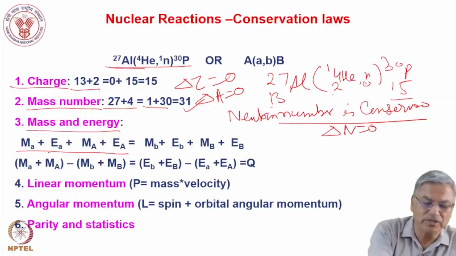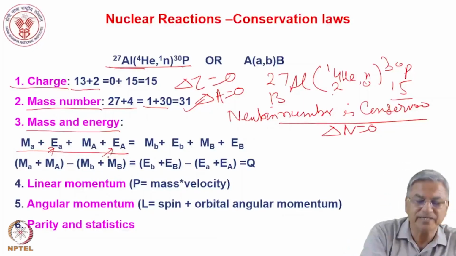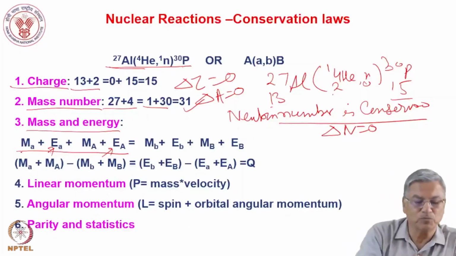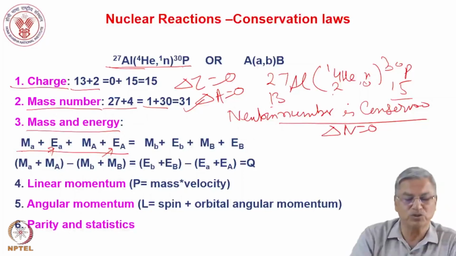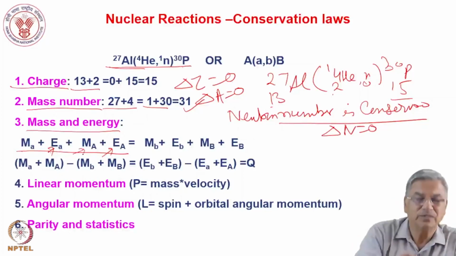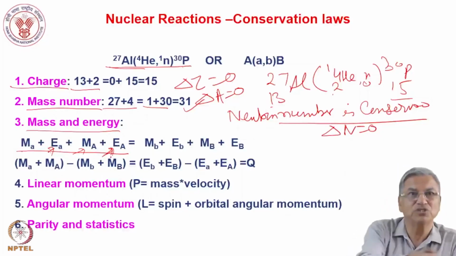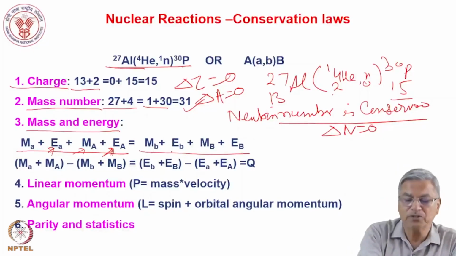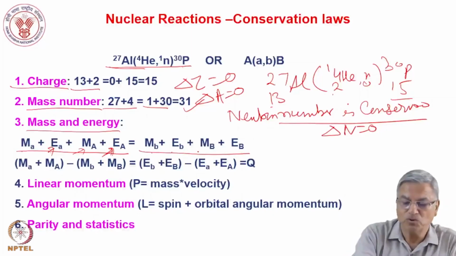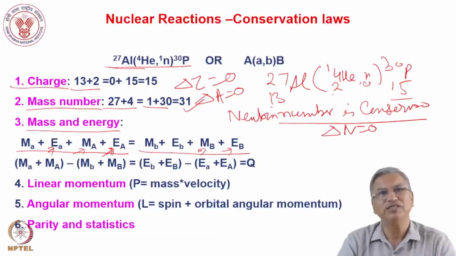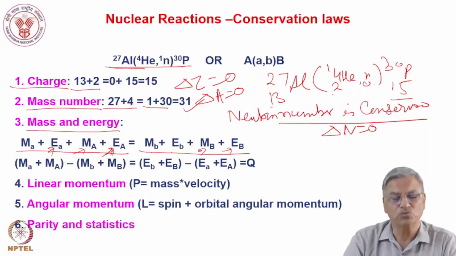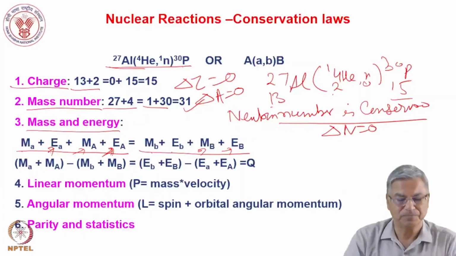So when I am putting E, these are the kinetic energy of the nuclei. So mass of the projectile plus kinetic energy of the projectile plus mass of the target plus kinetic energy of the target. So this is initial mass and energy, equal to mass of ejectile plus its kinetic energy plus mass of heavy residue plus its kinetic energy. So on the left hand side and right hand side, mass and energy together have to be conserved.